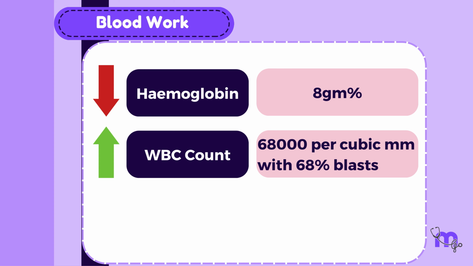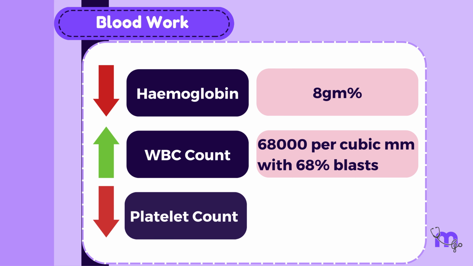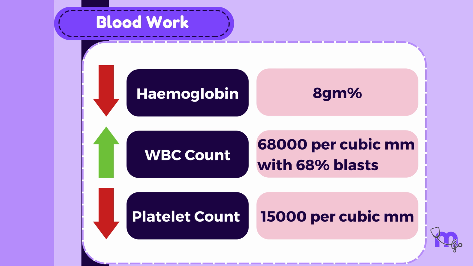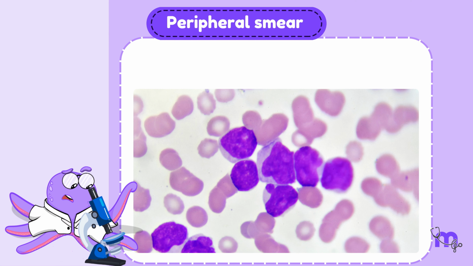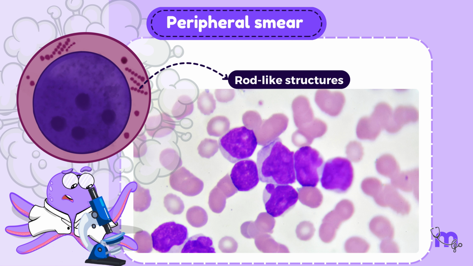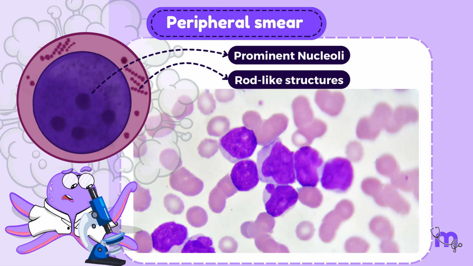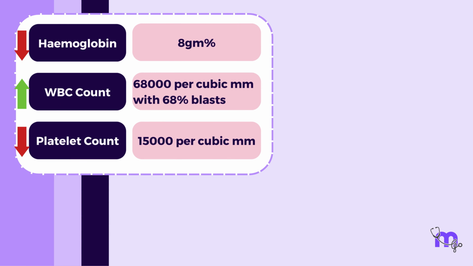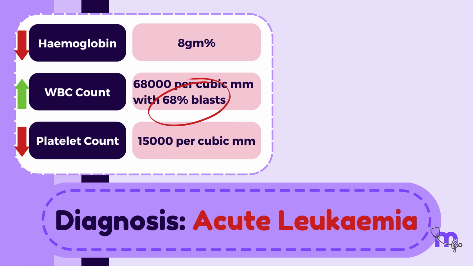with 68% blasts, platelet count of 15,000 per cubic millimeter. Peripheral smear showed numerous large blasts with abundant cytoplasm, fine eosinophilic granules, and rod-like structures. Their nuclei had delicate chromatin with multiple prominent nucleoli. Since the blast percentage was above 20%, a diagnosis of acute leukemia was made.